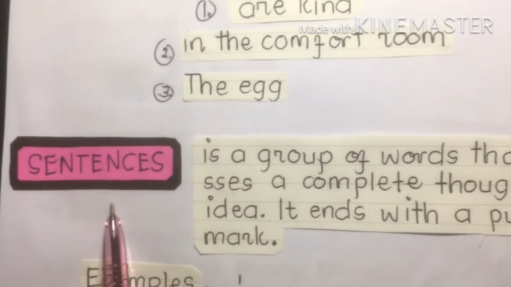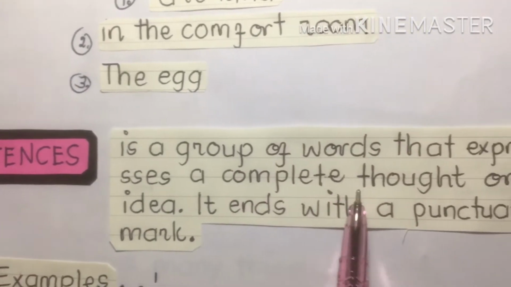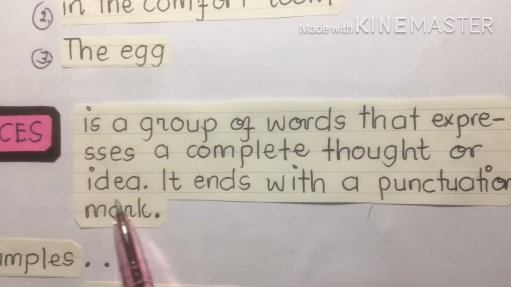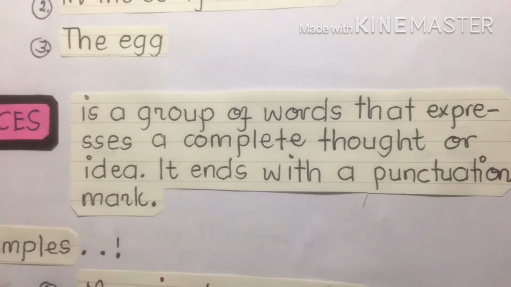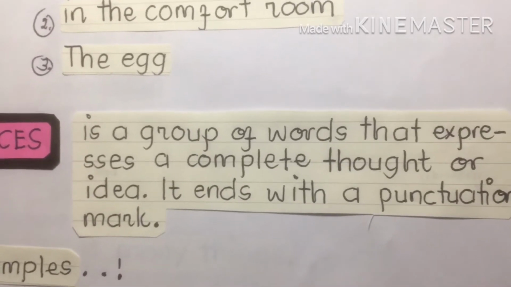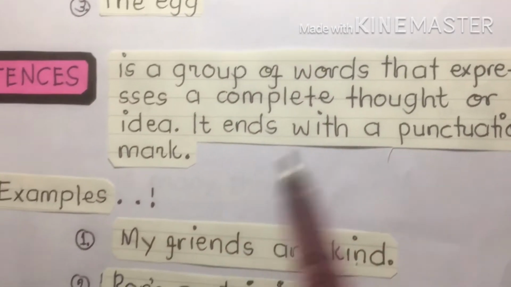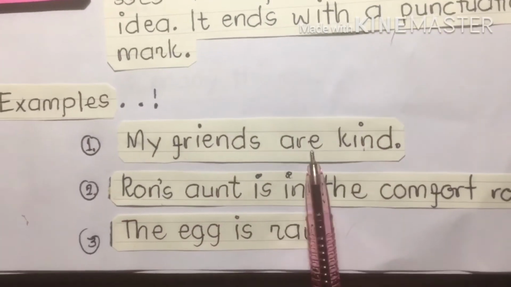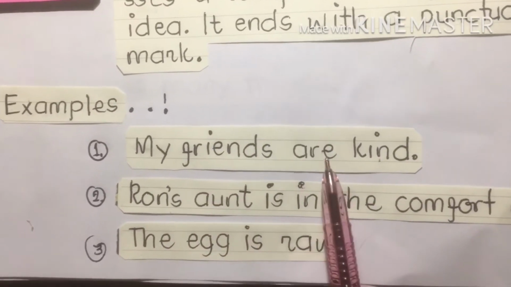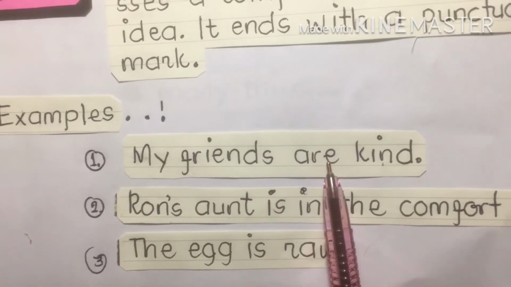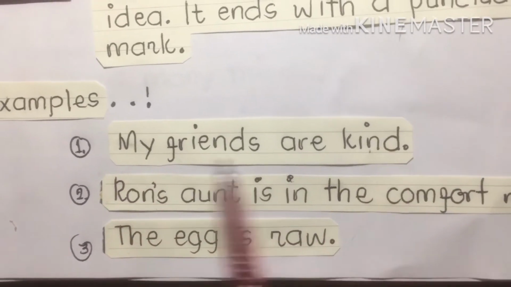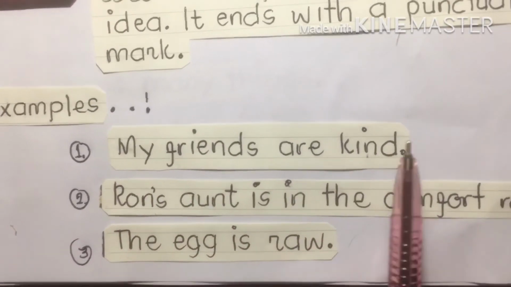Next, sentences. A sentence is a group of words that expresses a complete thought or complete idea. It ends with a punctuation mark. And what are those punctuation marks? Like period, question mark, colon, all of that. We have three examples here. We have: my friends are kind. So we talk about my friends. These are our subject. Are is a special verb or linking verb, and kind is an adjective.